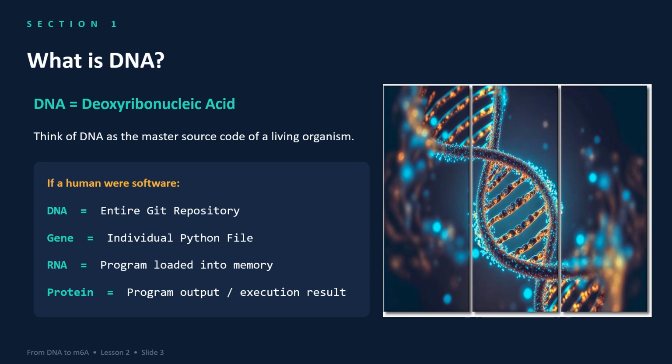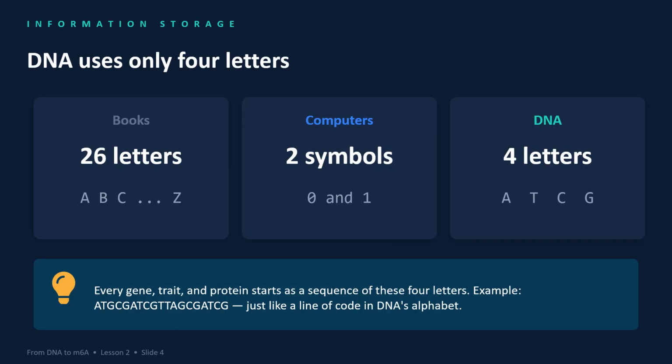Unlike the code on your laptop, DNA is a physical molecule. It lives inside the nucleus of almost every cell in your body. But the beautiful part is that it works a lot like software. Now here's something mind-blowing. A normal book uses 26 letters. Your computer uses just 2 symbols, 0 and 1. But life only needs 4 letters. Those letters are A, T, C, and G. That's it. Just 4 characters.